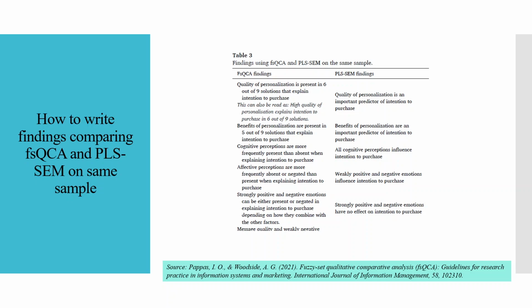How to write findings comparing fsQCA and PLS-SEM on the same sample. This I have taken from the paper, the same paper which we have discussed previously, the fuzzy set qualitative comparative analysis by Pappas and Woodside. These are the fsQCA findings and these are the PLS-SEM findings. fsQCA findings: quality of personalization is present in 6 out of 9 solutions that explain intentions to purchase. This can also be read as high quality of personalization explains intention to purchase in 6 out of 9 solutions, or 9 cases.